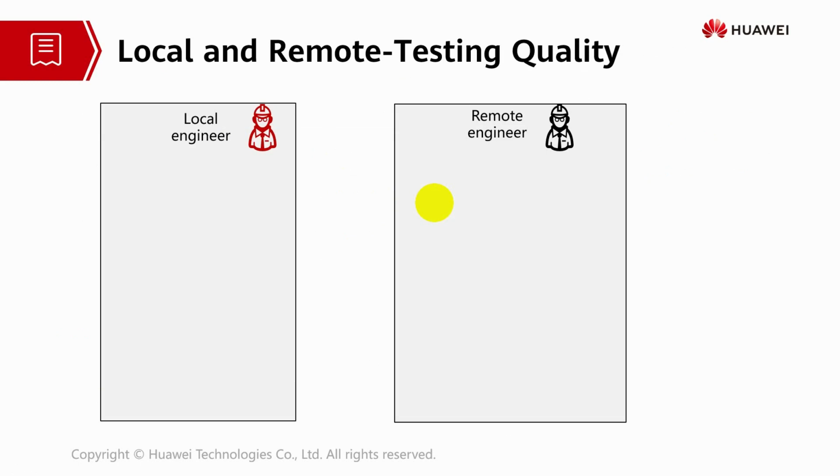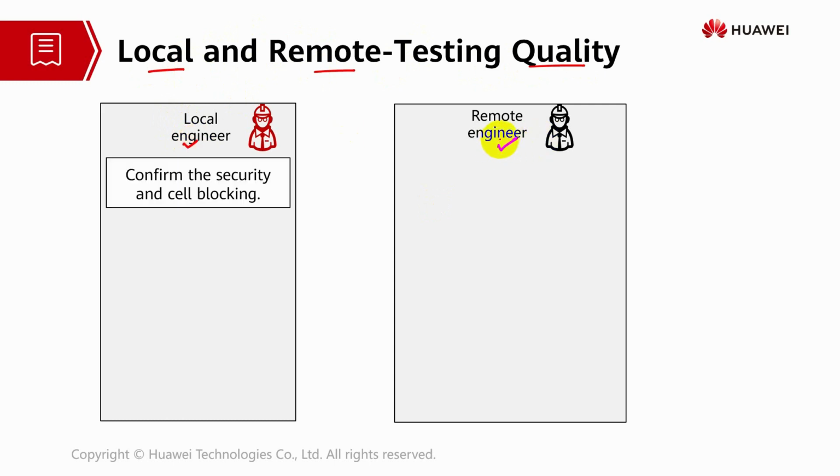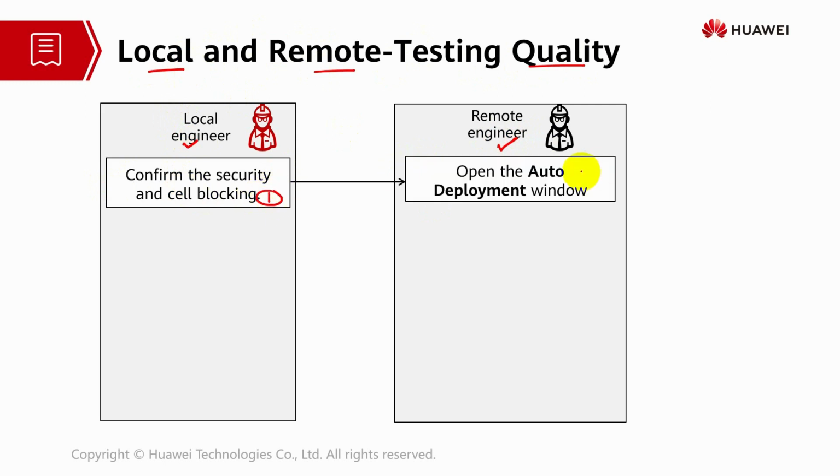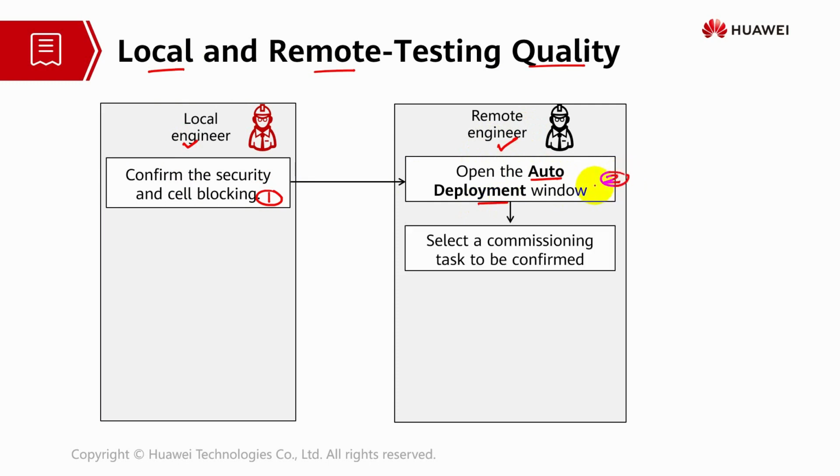Local and remote testing quality. So local and remote testing quality will be done by the local engineer and the remote engineer. They have their own tasks. For the local engineer, he has to confirm the security and cell blocking. Once he has completed it, the remote engineer will open the deployment window. So they will do things in parallel.